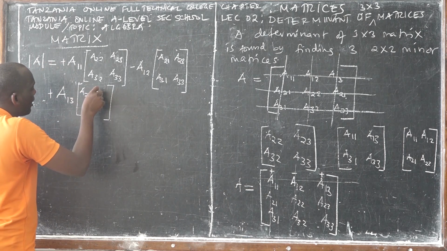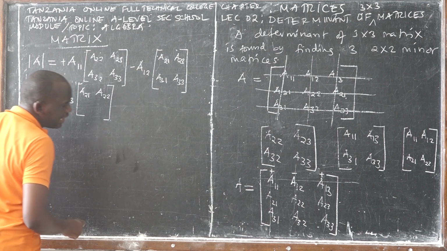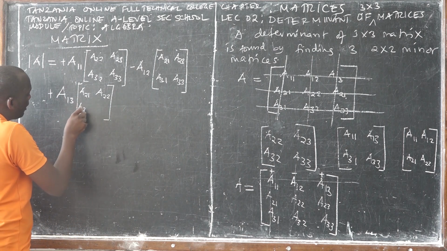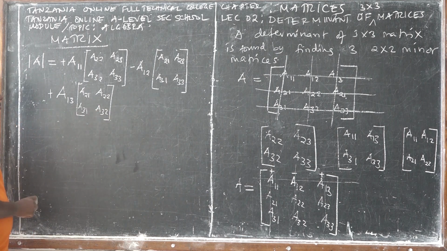A21, A22, and then A31, A32. Then we are done. We have 3 minor matrices.